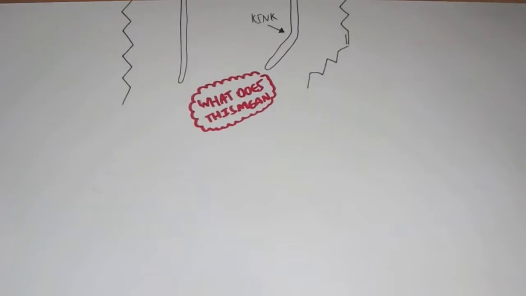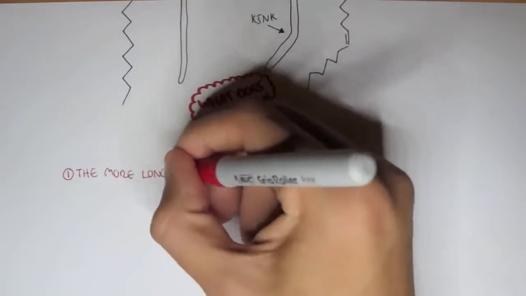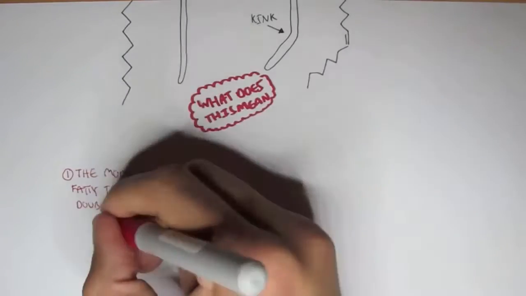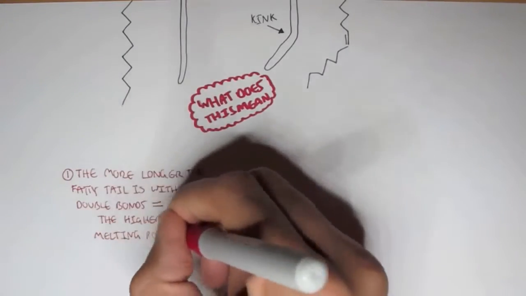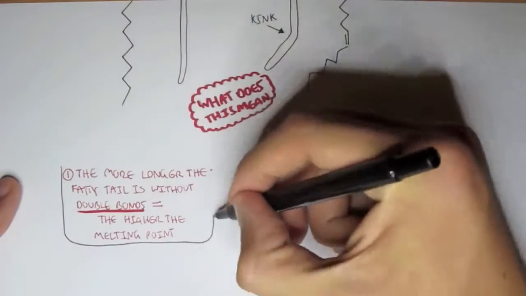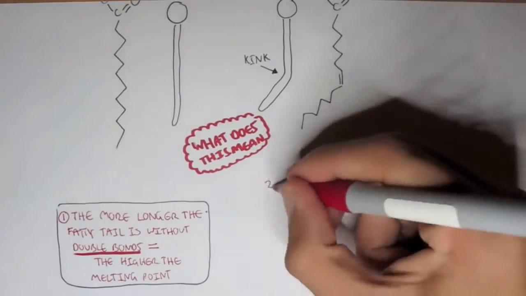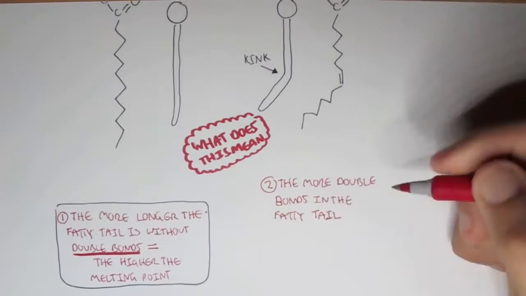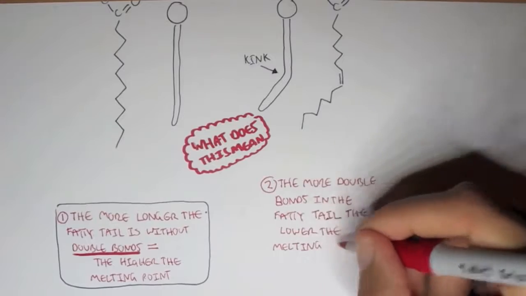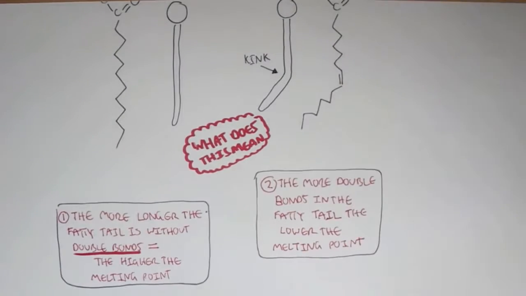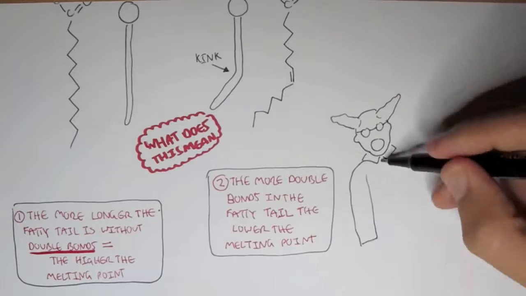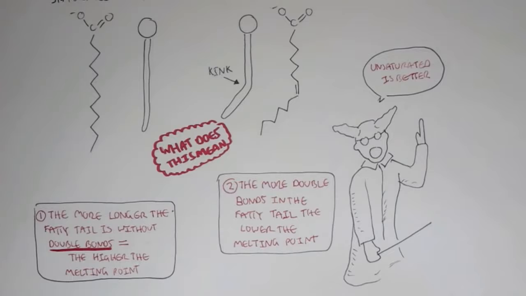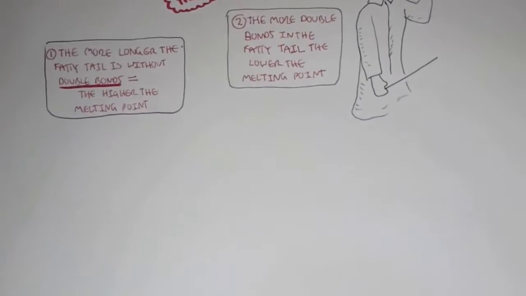The first one: the longer the fatty tail is without a double bond, the higher the melting point will be. So if it's saturated fatty acids, the longer it is, the higher the melting point. Number two, however, the more double bonds in the fatty acid tail, the lower the melting point will be. And so if you think about it, it means that the unsaturated fatty acid tail can be degraded quicker. And so sometimes scientists or people think that unsaturated fat is better, and you can be the judge of that.